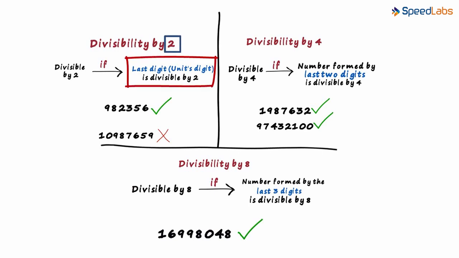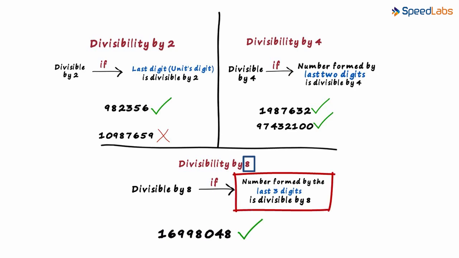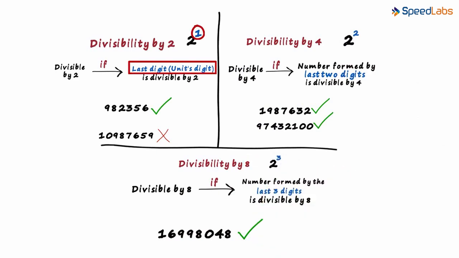So for 2, the last digit should be divisible by 2. For 4, the number formed by the last 2 digits should be divisible by 4. And for 8, the number formed by the last 3 digits should be divisible by 8. One good way to remember this is to look at 2, 4 and 8 in exponent form. 2 can be written as 2 raised to 1, 4 can be written as 2 raised to 2 and 8 can be written as 2 raised to 3. 1 digit, 2 digits and 3 digits.